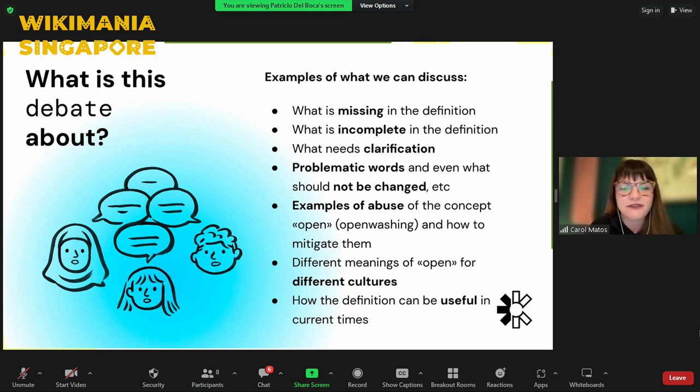And what are the different meanings of open for different cultures, right? Because we did this session at the beginning of the year at MOSFest, which was online, and that had a slightly more European-centered context. And then we facilitated the same session at RightsCon in Costa Rica in June, where we got the perspective from Latin American audiences. And now we want to have the perspective from the Wikimedia community and, of course, the Asian communities that are present in the event. So we want to know how different cultures can be acknowledged by this consensus, and how the definition can be useful for everybody in the current times.